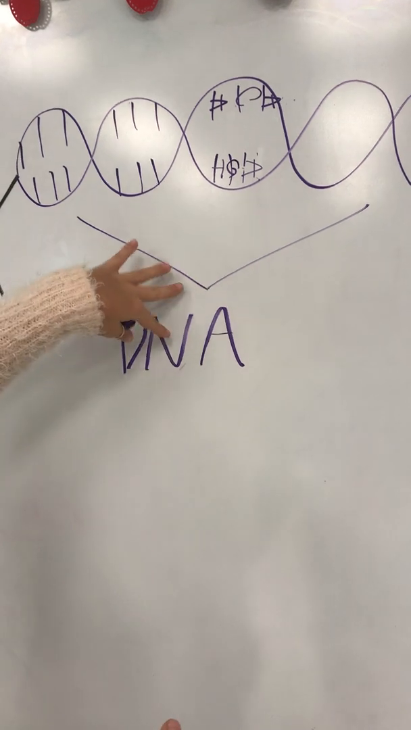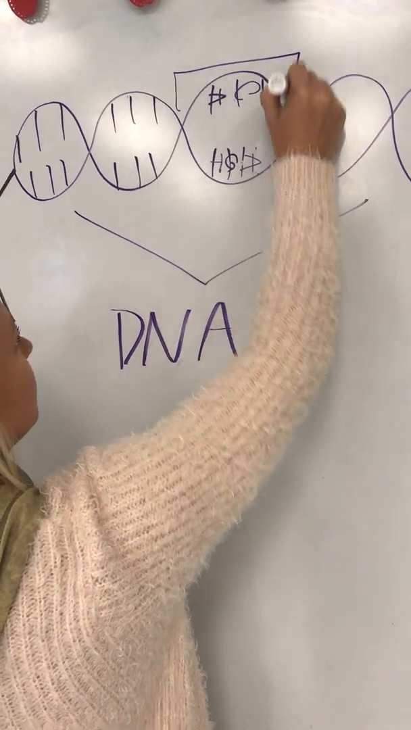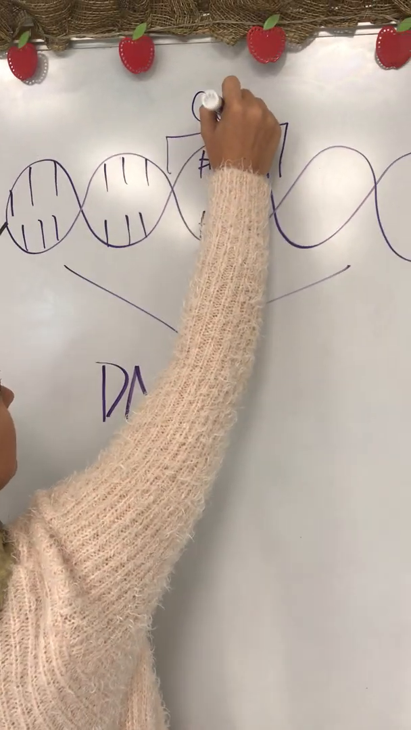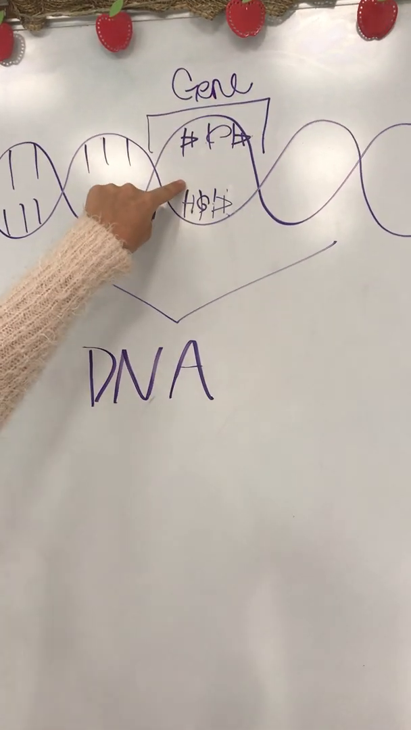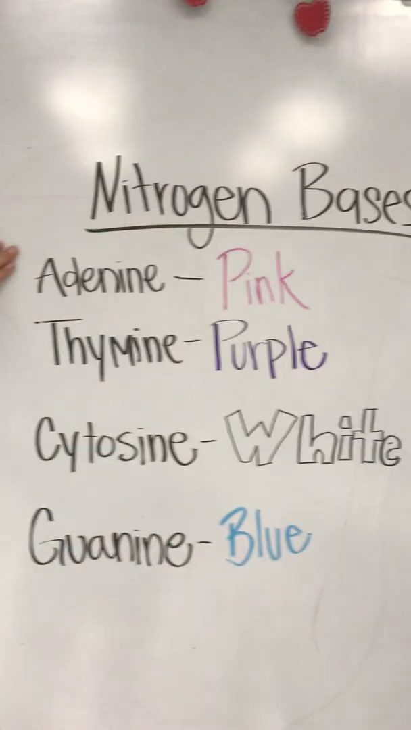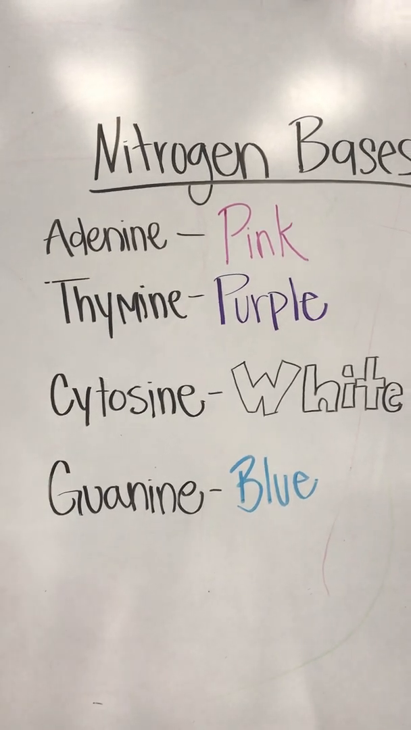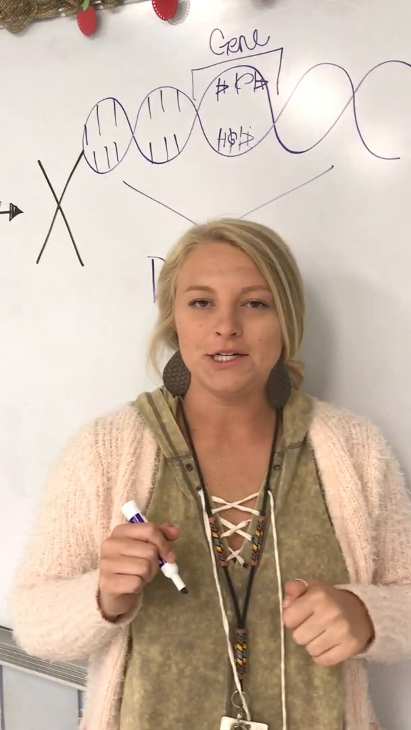So inside of that DNA, you have your genes. This is a gene, and this gene is where you find all of your nitrogen bases, okay? Super important to know adenine, thymine, cytosine, guanine, okay? You're going to need to know how to label this.